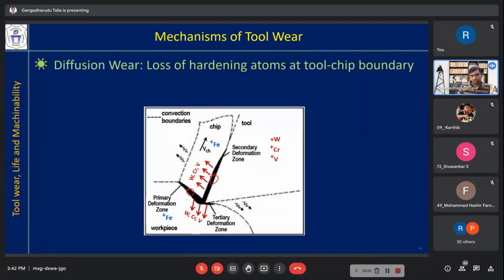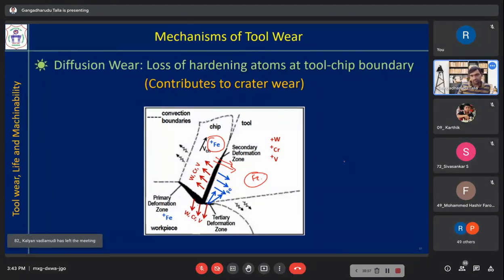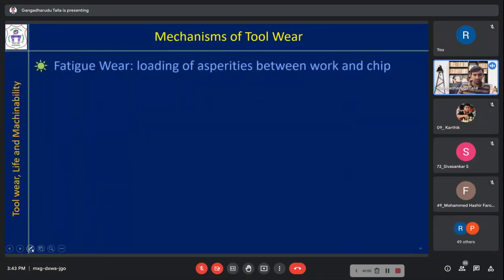Here of course there is no tool directly, so here is a very minor portion. And the reverse is also possible. A very small amount of ferrous may be there in the cutting tool, while a high amount of ferrous is there in the chip, so it will try to come in. Ferrous is coming in, tungsten is going out, chromium is going out, vanadium is going out. Material is flowing from one region to another region. Wherever the density is low, to that area the material will try to go.